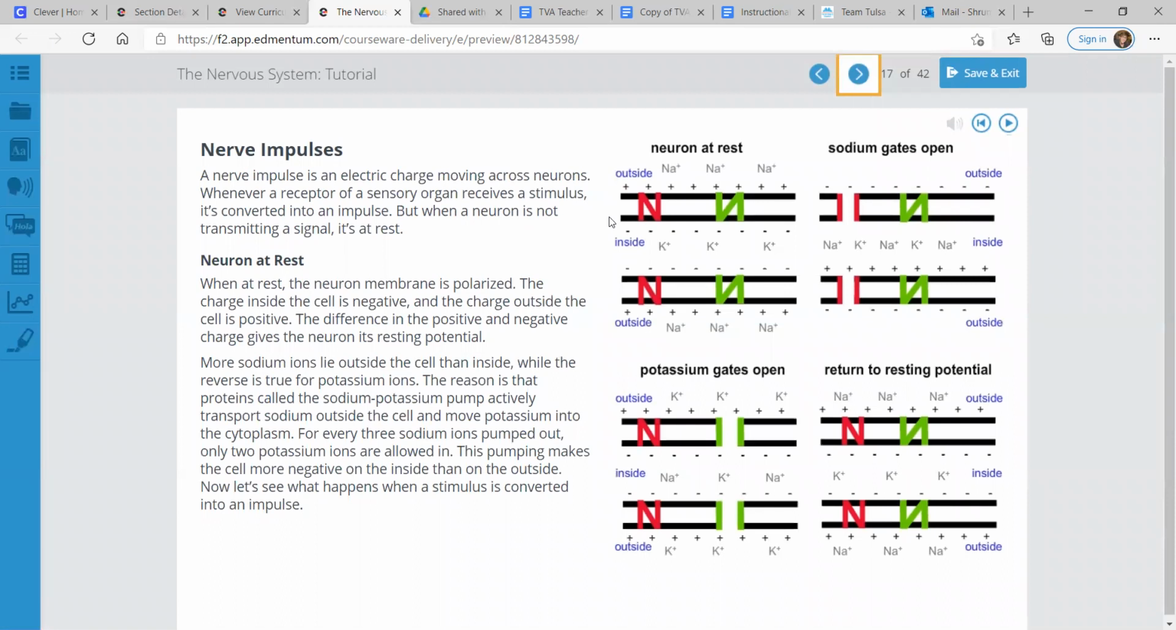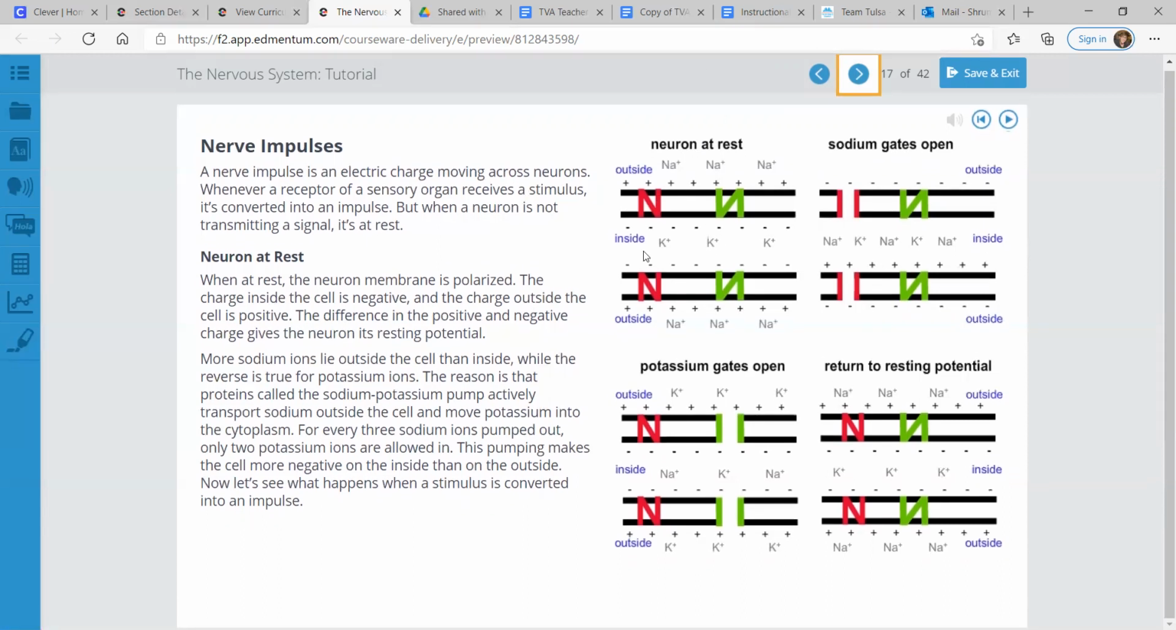So we're going to look at nerve impulses a little more in depth now. A nerve impulse is an electric charge moving across neurons. Whenever a receptor of a sensory organ receives a stimulus from the outside, it's converted into an impulse. But when a neuron is not transmitting a signal, it's at rest, right? So here's a neuron at rest. Here's when sodium gates are open, potassium gates are open, return to rest.